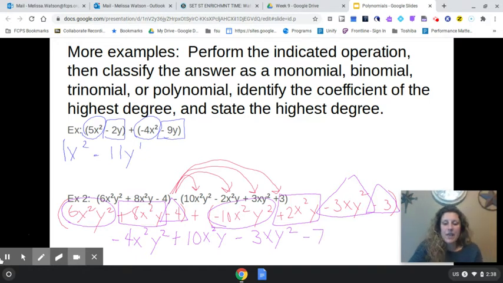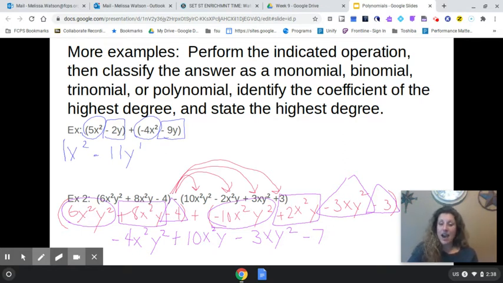If we count up the number of terms this expression has, it has 4 terms. So it does not have a special name. We're just going to call it a polynomial. This first example is still a polynomial, but specifically it's a binomial. It has a special name because there's 2 terms. So technically it's still a polynomial, but it has a more specific name for it. Okay, this one does not, so we're just going to stick with polynomial.